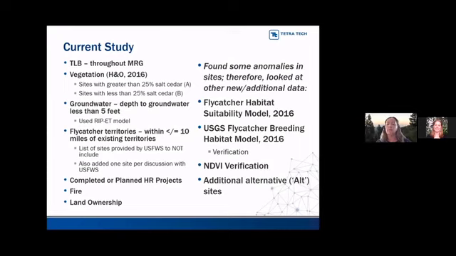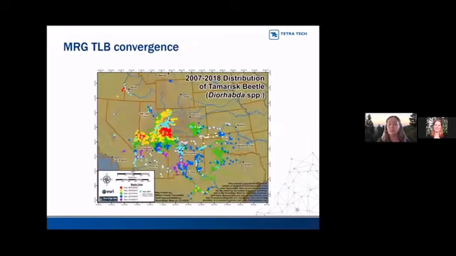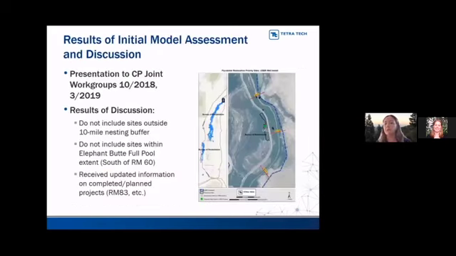And then within all that, there were some anomalies. So we did look at a couple other different things just to verify. We looked at the habitat suitability model, which also used the 2016 Hink-Nomar data. Also the USGS habitat model, which was further verification when looking at sites to verify what was going on there. Some normalized difference vegetation index verification. And throughout all that, also came up with some alternative sites. So now Joe is going to talk about the results.